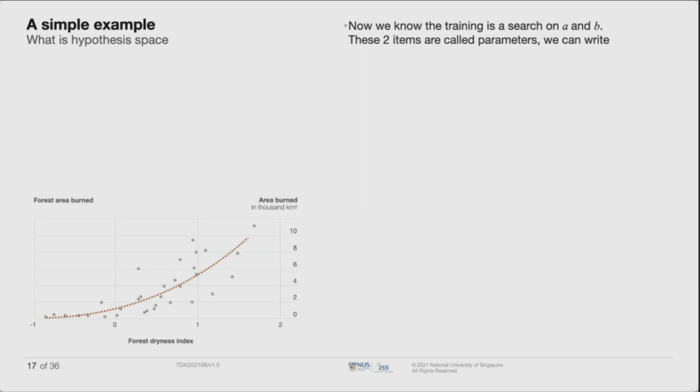We can consolidate these parameters and use one symbol to denote them. We shall use theta to denote parameters. With that, we can rewrite the hypothesis in this format. So we can see that there are two things in a hypothesis. The first one is the input, the x. The second one is the parameters, denoted as theta.